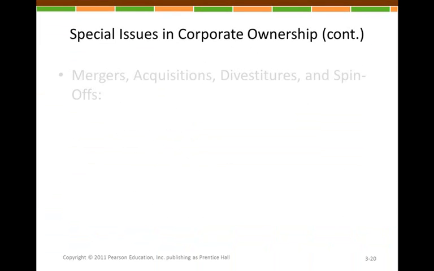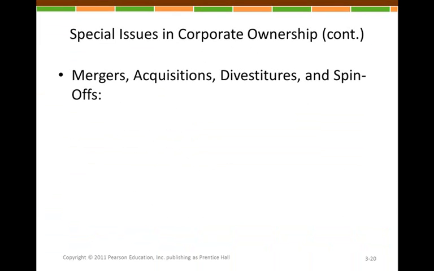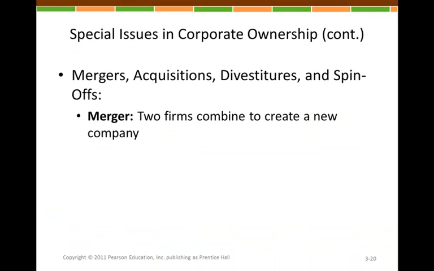All right, lastly, we're going to finish up here by looking at some of the different issues with corporate ownership. We're going to talk a little bit about mergers, acquisitions, divestitures, and spin-offs. You may have seen these in certain circles before, fairly common terminology. A merger is when two firms combine to create an entirely new company. Maybe the two firms come together and create a new company, a new name, maybe a combination of those two names. That could be an actual merger.